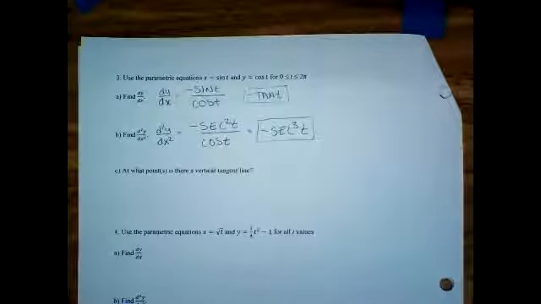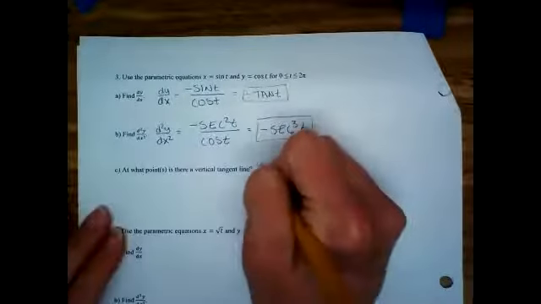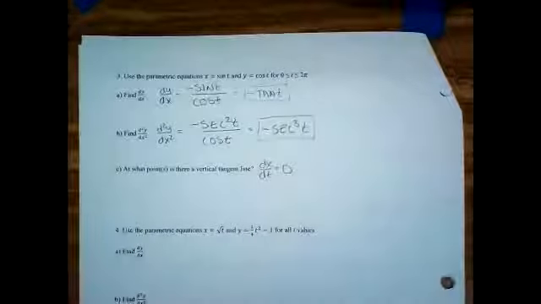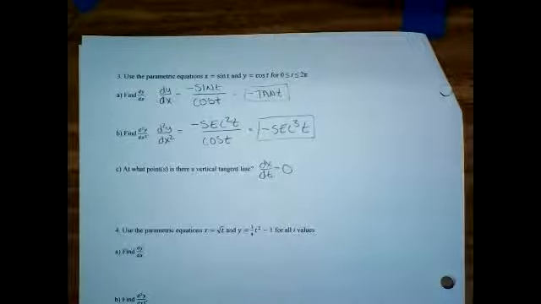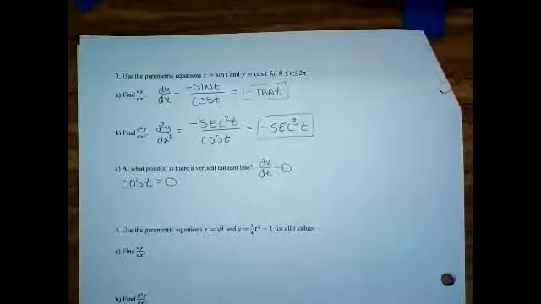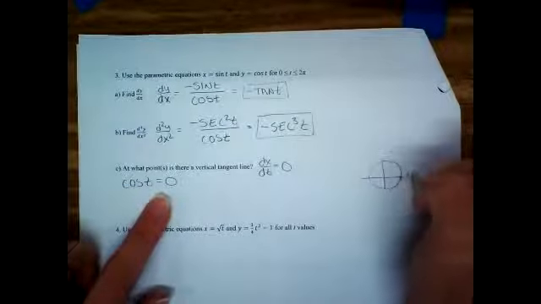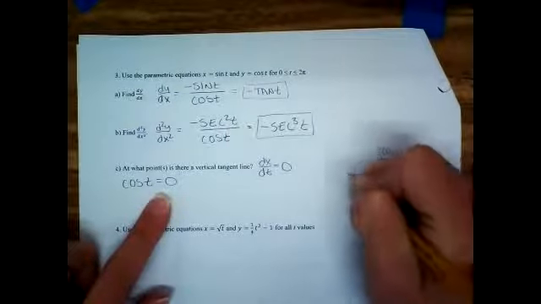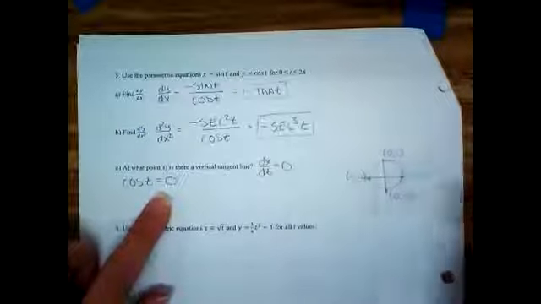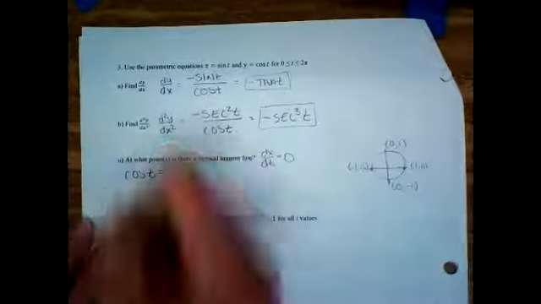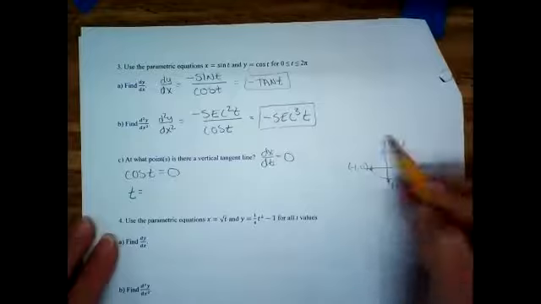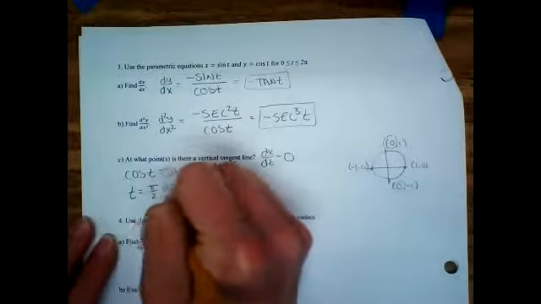All right, and then letter C. At what points is there a vertical tangent line? That means we're going to set dx dt equal to 0. So dx dt we said was cosine. And our t values only go from 0 to 2 pi, so just once around the unit circle. So we're looking for places on our unit circle where cosine is 0. Here, I'll draw you a unit circle. Cosine's the x value. Where is cosine 0 on your unit circle? Yeah, perfect, right there and right there. So pi over 2 and 3 pi over 2.